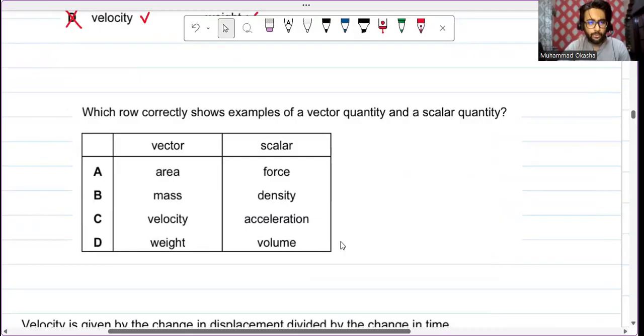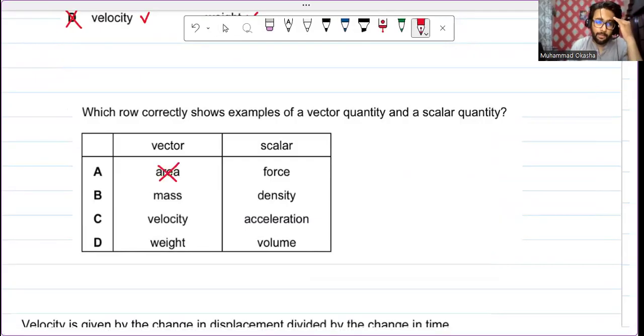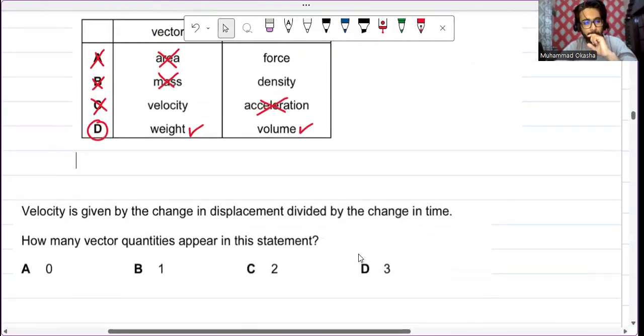Which row shows the examples of vector quantity and a scalar quantity? Area is a scalar quantity, mass is a scalar quantity, so A and B are out. Velocity is a vector quantity, but again, acceleration is also a vector quantity, so I'll cross out C as well because of this. Weight is a vector quantity, volume is a scalar quantity, so A would be your answer.